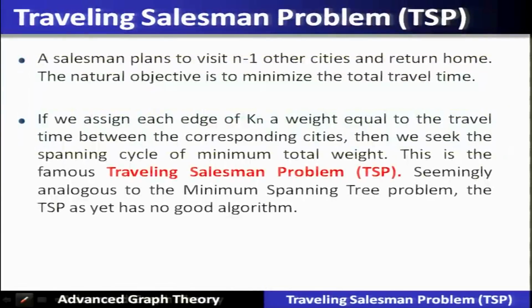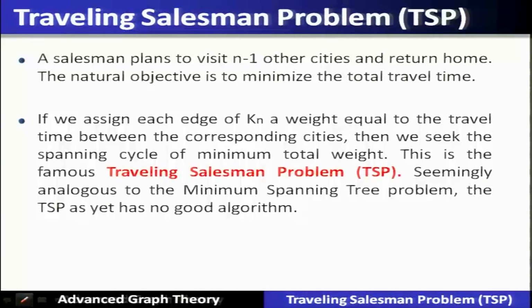Traveling salesman problem. The traveling salesman problem deals with a salesman who plans to visit n-1 other cities and return home. The natural objective is to minimize the total travel time. Now, if we consider a complete graph Kn, and we assign each edge a weight equal to the travel time between the corresponding cities, then we seek the spanning cycle of minimum total weight.